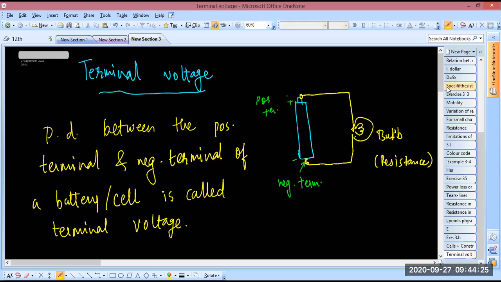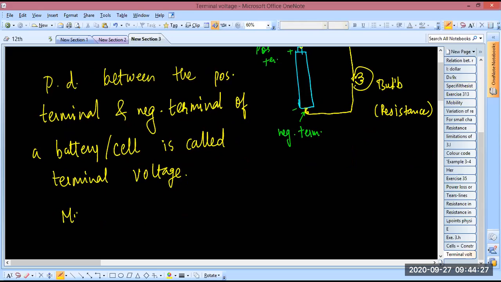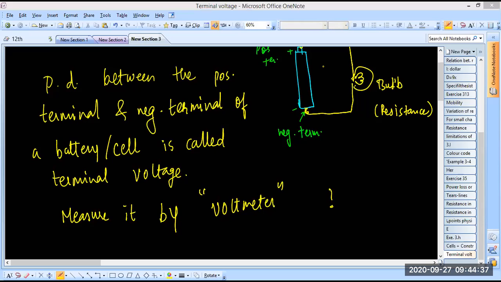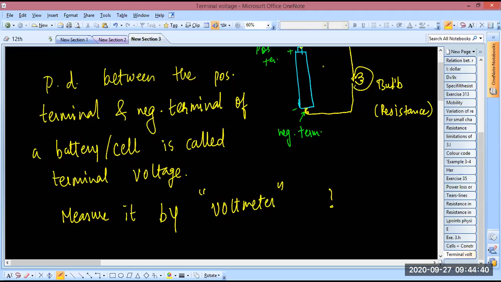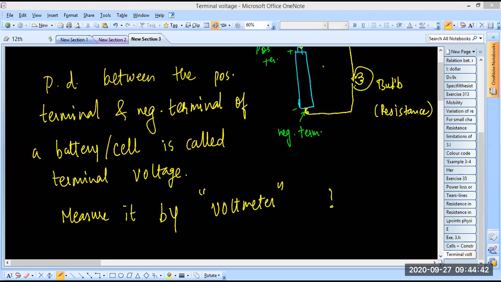How do we measure it? We can measure it by voltmeter. Have you heard that word? Do you know of voltmeter? It is a device that is used to measure voltage, right?